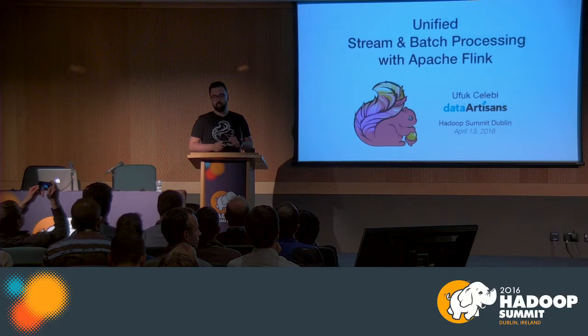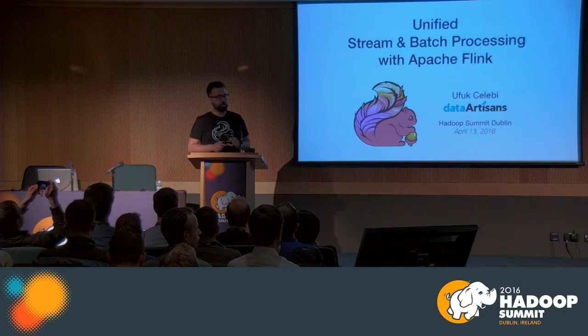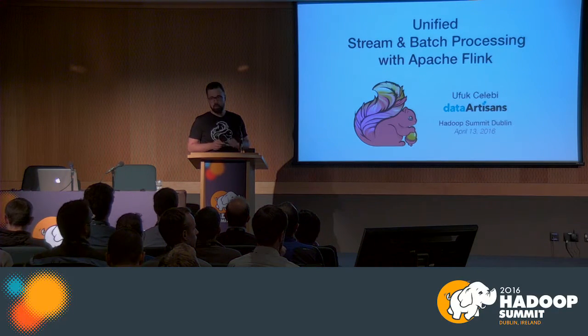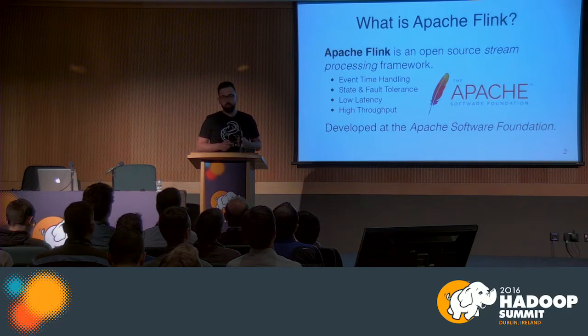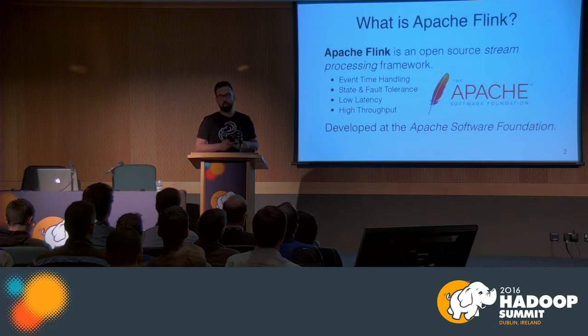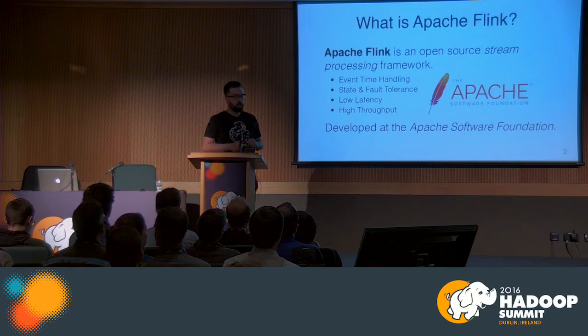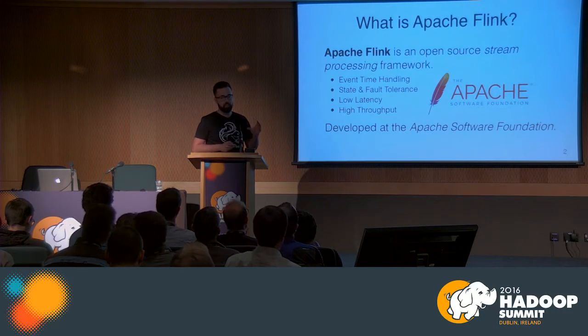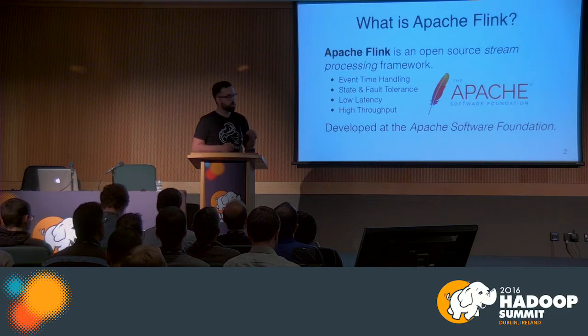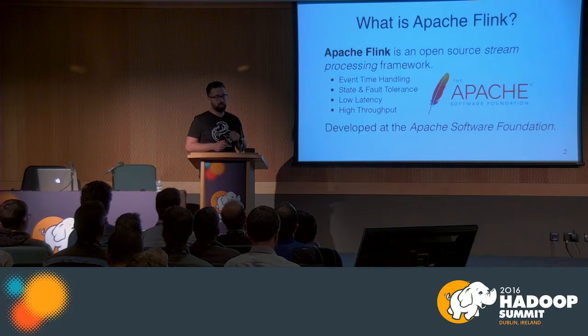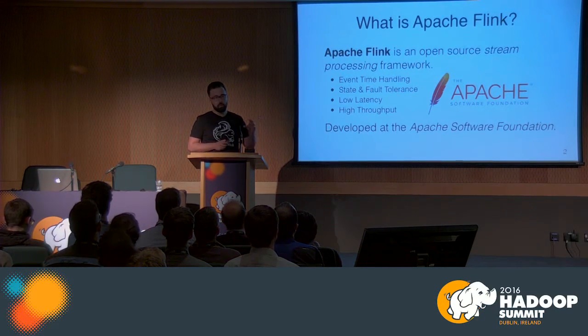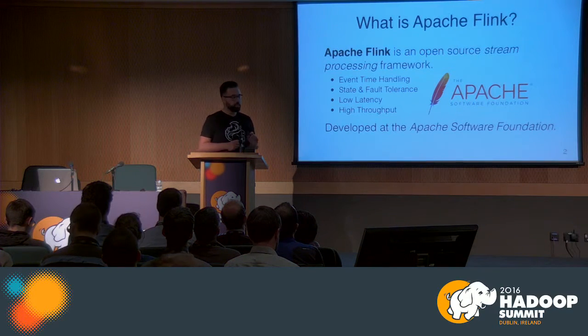I will be talking about unifying stream and batch processing, and what I mean by this I'll explain in a few minutes. So looking at Flink, what is it? In a nutshell, it's a distributed stream processor, and it has a unique set of features that I'm also going to explain today. If you want to summarize it, it's event time handling, state and fault tolerance, and its performance aspects of low latency processing with high throughputs. But we'll get to that in a minute.